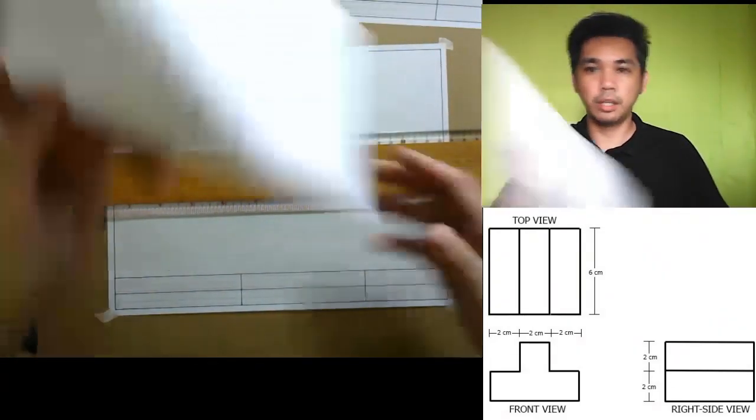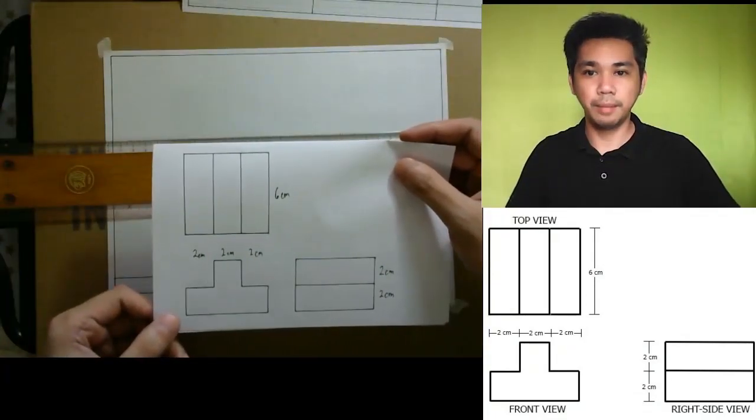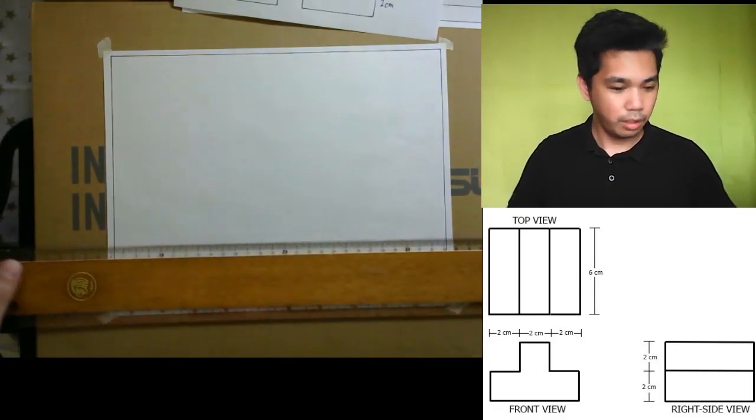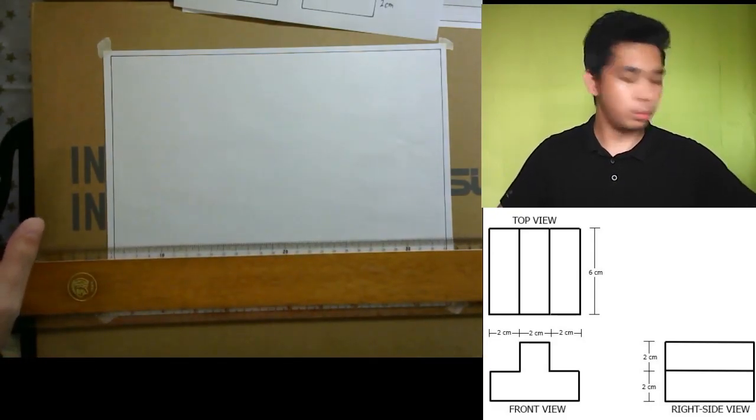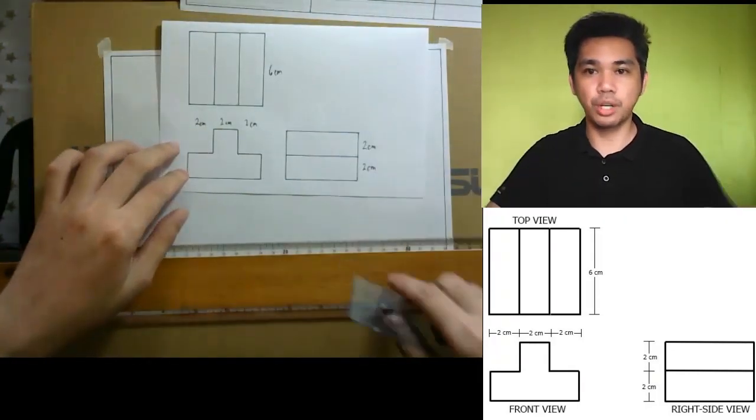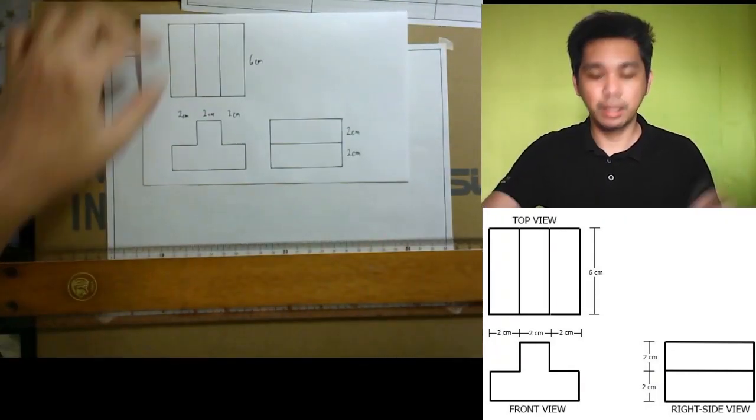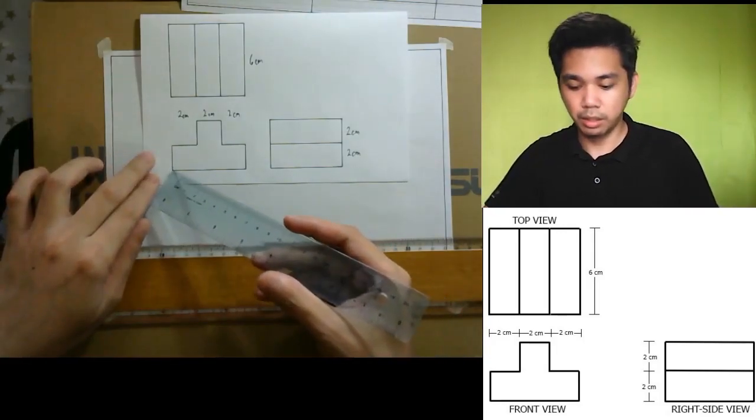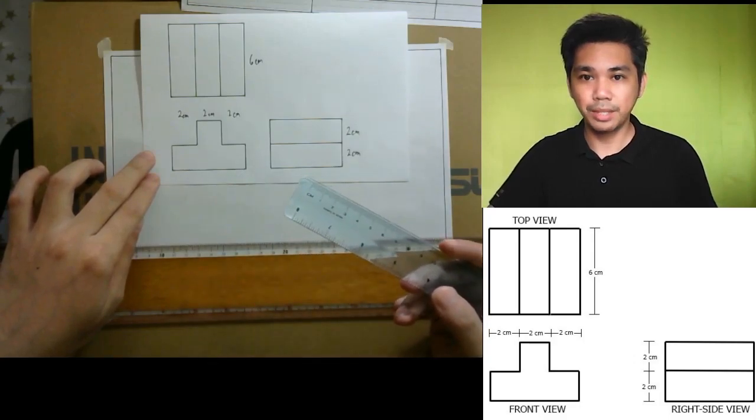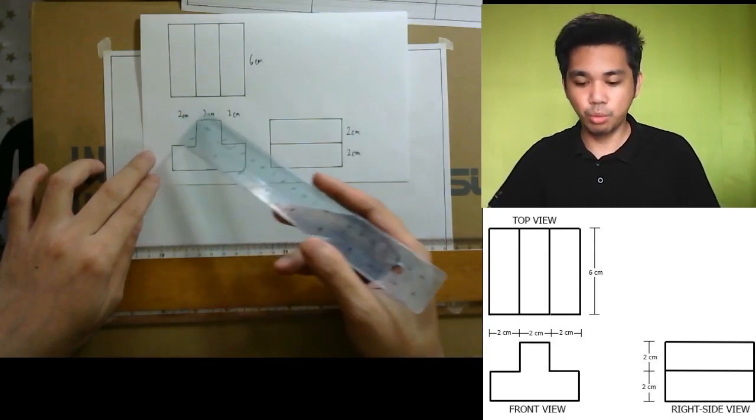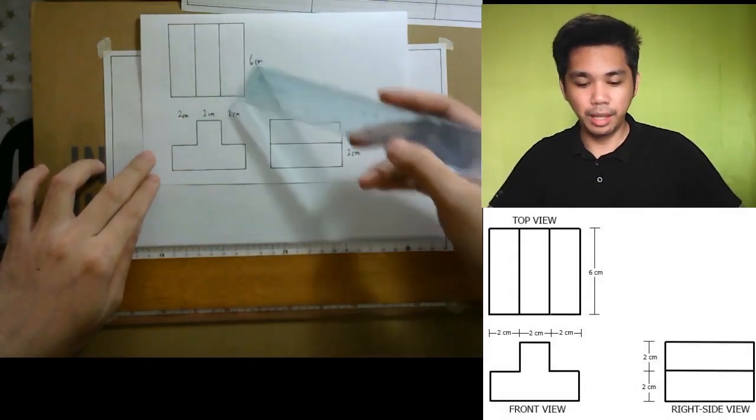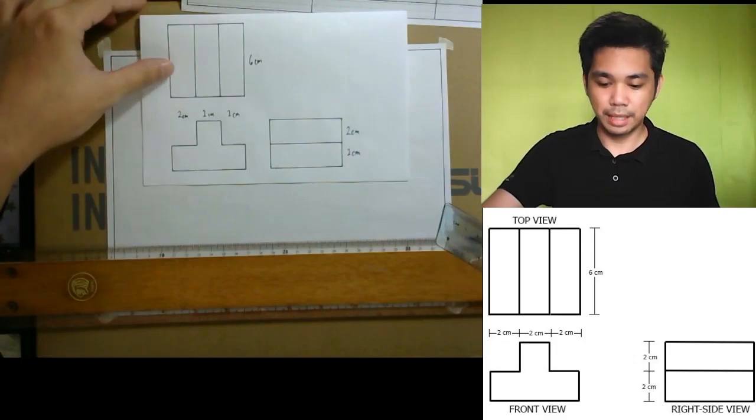I also have here a copy of the given, and we will begin. The first thing you have to do is measure your given, but since the dimensions are already given, we know that the length or the width of the front view is 6 centimeters. The height is 2 and 2, 4, and then the length is 6 centimeters.